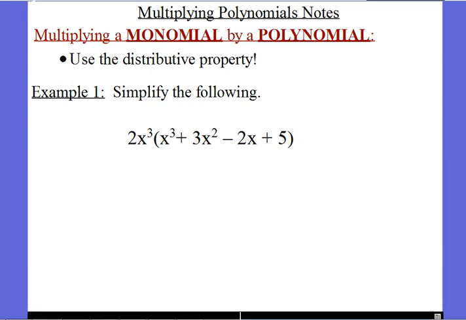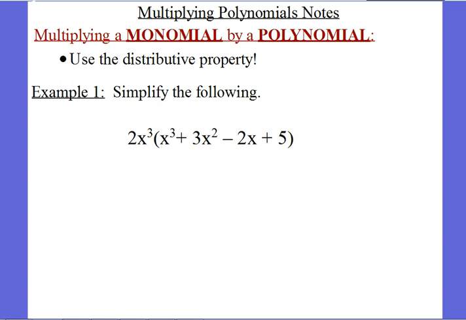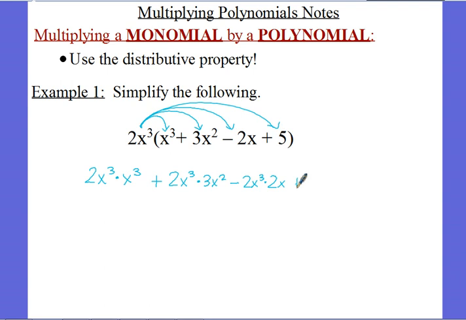So again, we're using the distributive property for this. We're going to take this first term and we're going to multiply it by each term inside the parentheses. So 2x cubed times x cubed, and then plus the second term 2x cubed times 3x squared. And then here we're going to have a minus, we can just bring that down, 2x cubed times 2x, and then plus 2x cubed times 5.